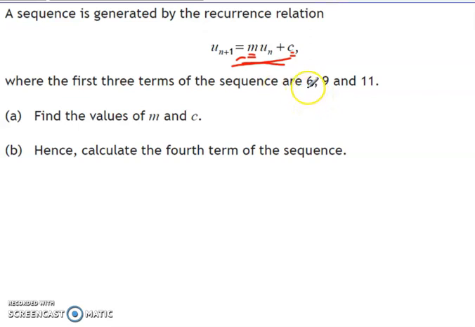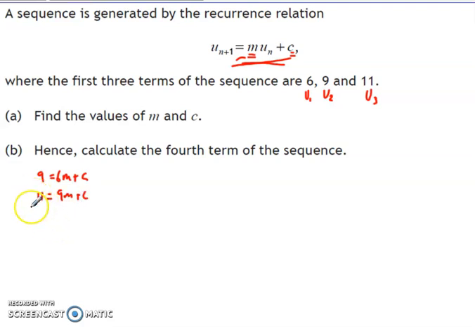Because if you think about it, this 6 here is the first term, so we call that u1. The 9 is the second term, we call that u2. And the 11 is the third term, u3. So what I can do is relate them to each other, because I can relate u2 to u1 and then u3 to u2. So I can say that u2, which is 9, equals m times u1, so 6 times m, plus c. What I can then do is relate u3 to u2 by saying that 11 equals 9m plus c.